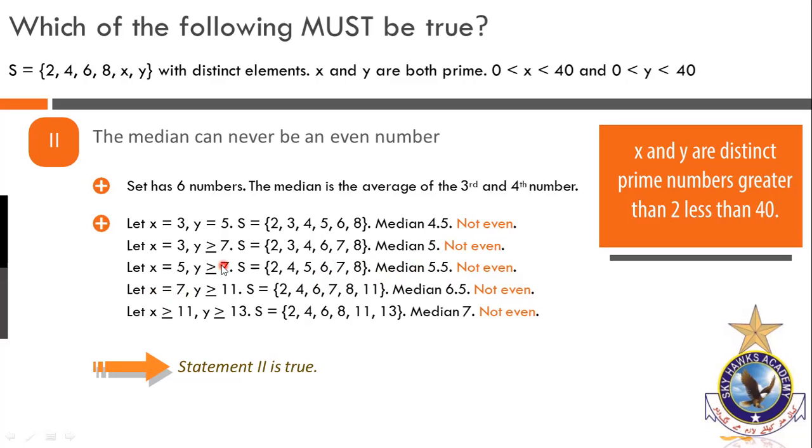And if we are putting x as 7 and y one step more, that must be 11 or greater than 11. So we will get this if we are supposing that these are 7 and 11. So once again, these are the two middle values, 6.5, not even. And if x is greater than 11 and y is greater than 13, we proceed once again. If we give the values x is 11, y is 13, once again we will get this arrangement, and 7 is not even, and so forth.